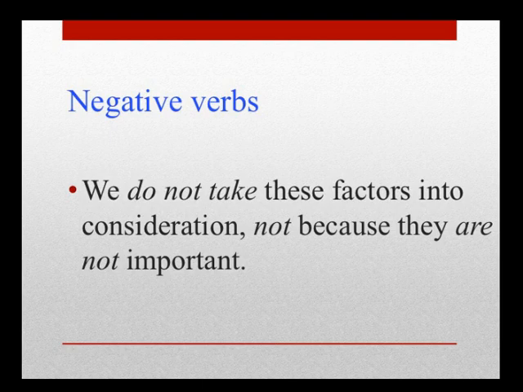There may be quite tricky sentences like this negative one. We do not take these factors into consideration, not because they are not important. So you see, we have double not, but it doesn't mean that we have double negation. The meaning requires this, right? If you look at the meaning of the sentence, you will see that the idea is мы не принимаем эти факторы во внимание не потому, что они не важны. So you have to be careful with all the structures and differentiate what actually is meant by every negative particle.